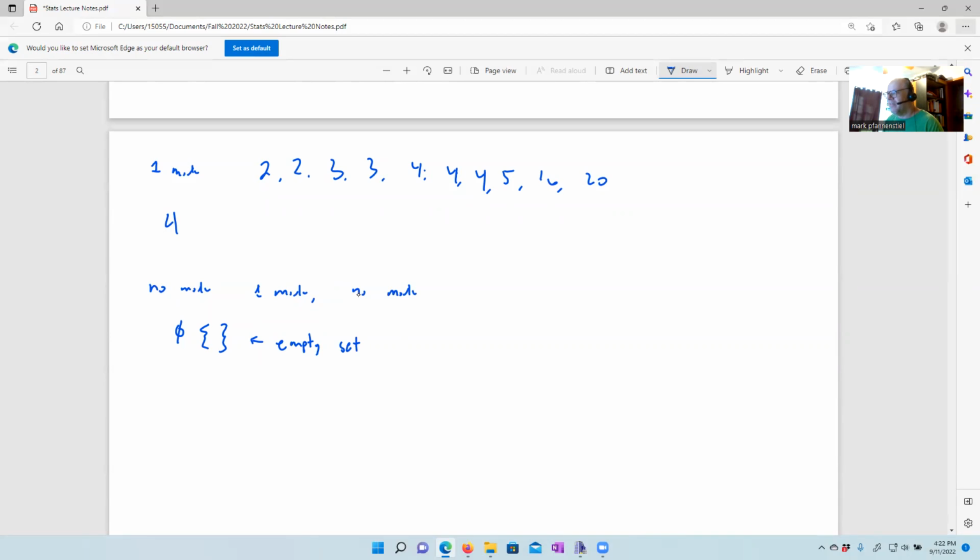And for people that are going to go eventually into math, I want you to be careful not to do this. This is the empty set. This is the set containing the empty set. A set that contains the empty set.